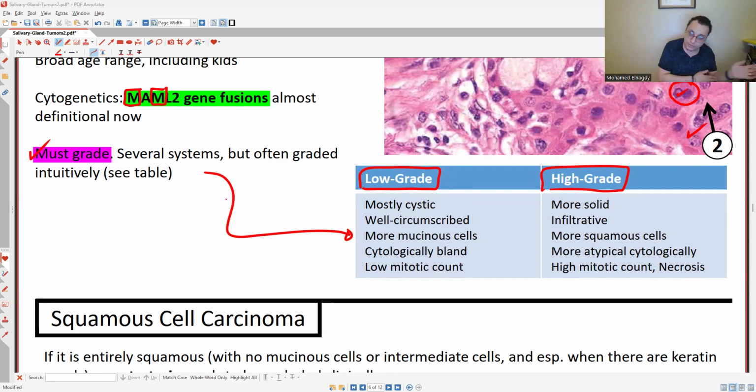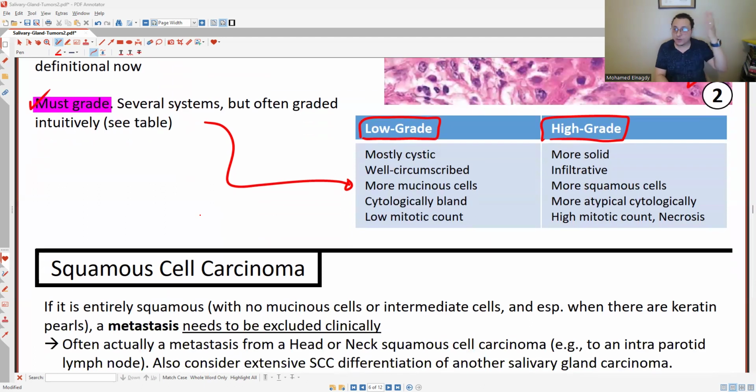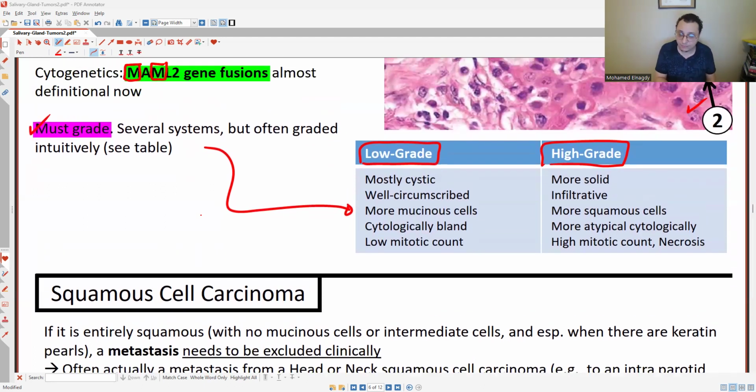We assess whether the tumor is cystic versus solid, and whether the predominant cells are mucinous or squamous. The more solid, the more squamous, the more mitosis, the more necrosis, and the more infiltrative, the higher the grade. That's how we differentiate. So if someone can tell us whether there is an exact cutoff number, sometimes they leave it very open, because maybe the WHO doesn't specify.